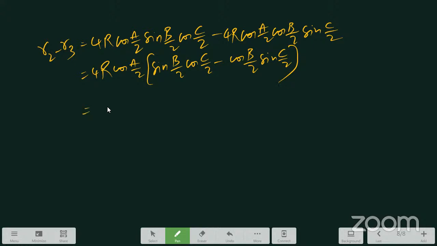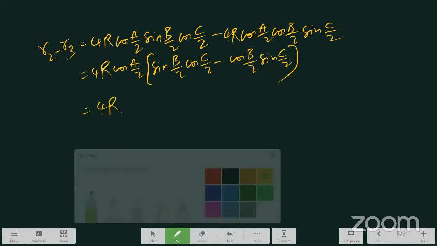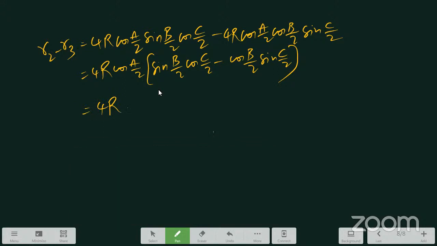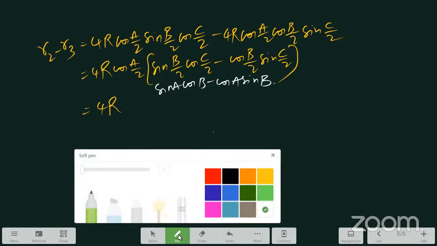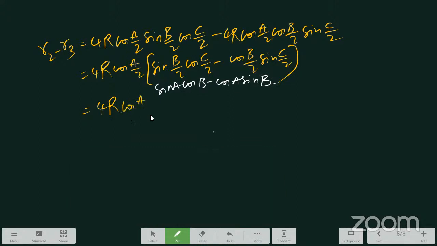That is nothing but 4R cos A by 2 into sin B by 2, cos C by 2 minus cos B by 2 sin C by 2. How does it look again? The formula: sin A cos B minus cos A sin B, that is equal to sin of A minus B. That is nothing but sin of B by 2 minus C by 2.